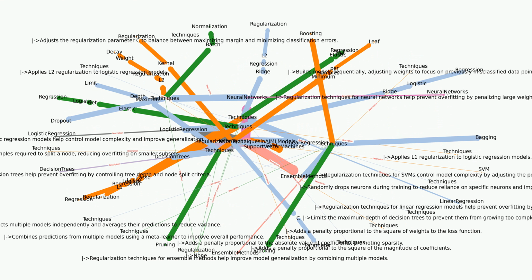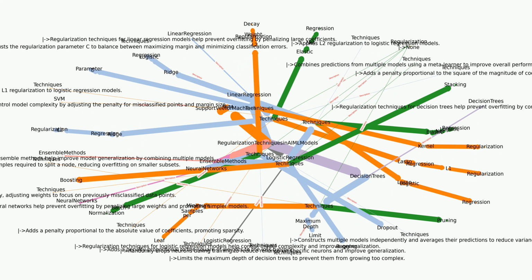Batch normalization. Description: Normalizes activations in each layer to stabilize learning and improve training speed. Ensemble methods. Description: Regularization techniques for ensemble methods help improve model generalization by combining multiple models.